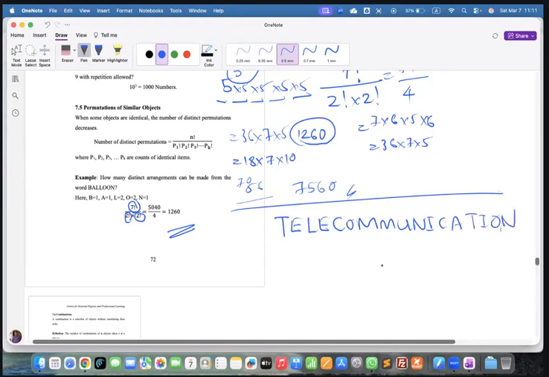Okay, now how many unique distinct words can you make by utilizing the letters of telecommunications? Tell me. So how many letters do we have? 2, 4, 6, 8, 10, 12, 13, 14, 15, 16, 17 letters. Altogether we have 17 letters.